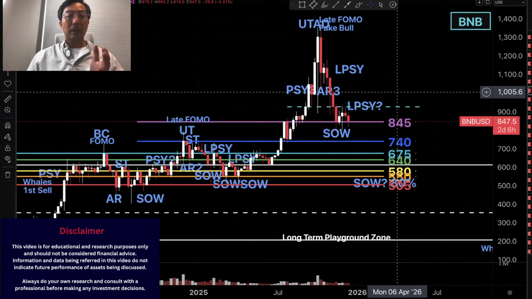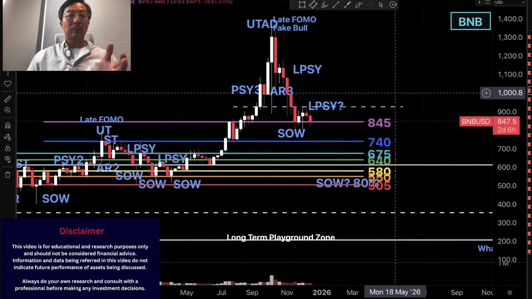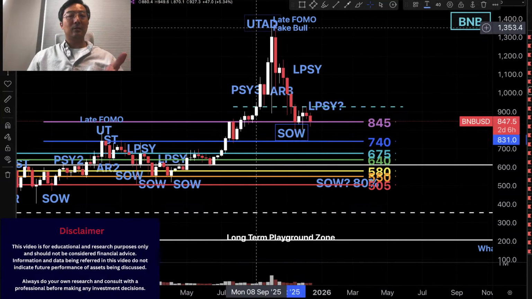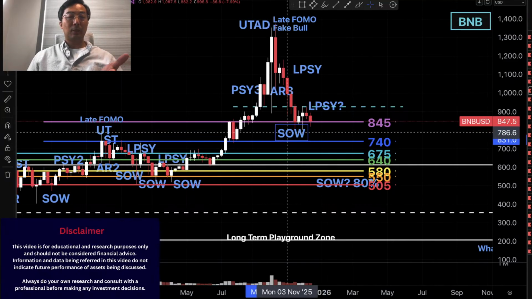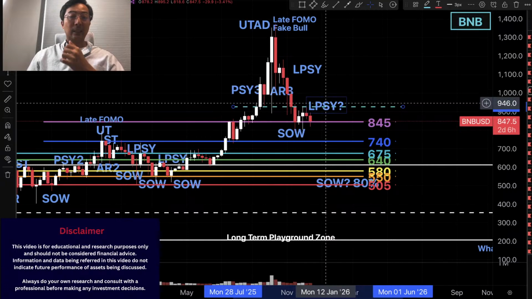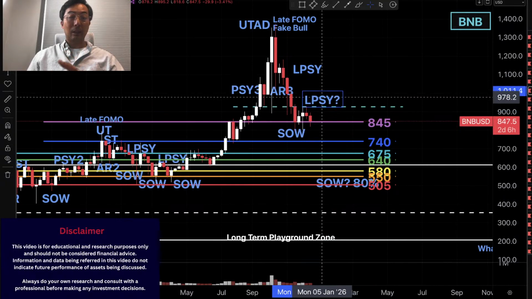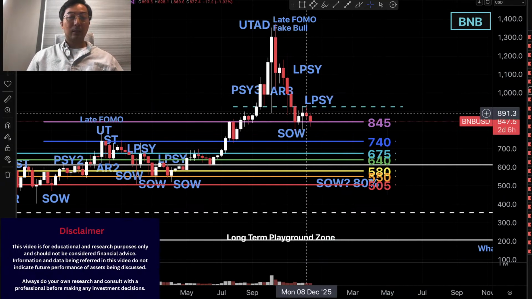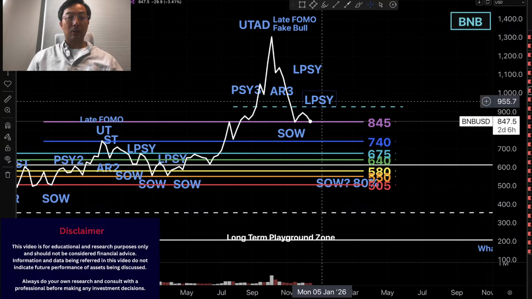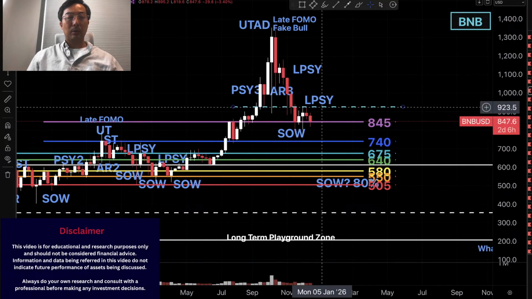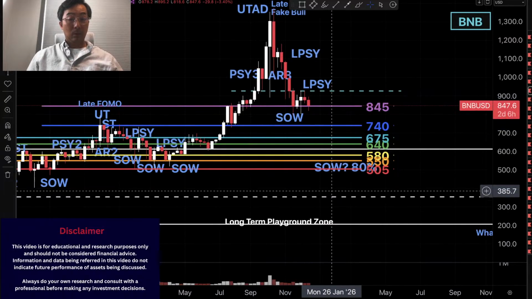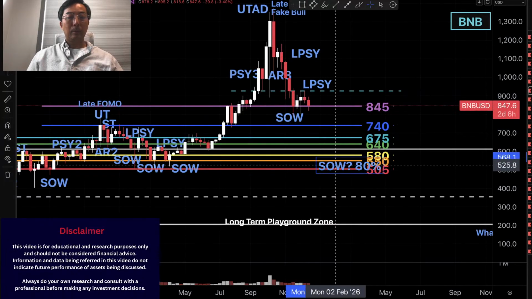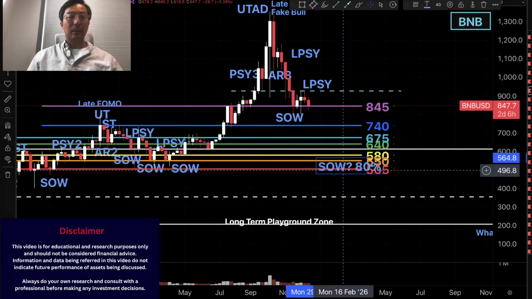Next, Binance Coin. I'm not going to repeat. Basically, it's still in the distribution cycle. It just shows signs of weakness. I already said there may be an LPSY, which it did. So this peak, coming down, has confirmed that last point of supply. So next, probably another sign of weakness.